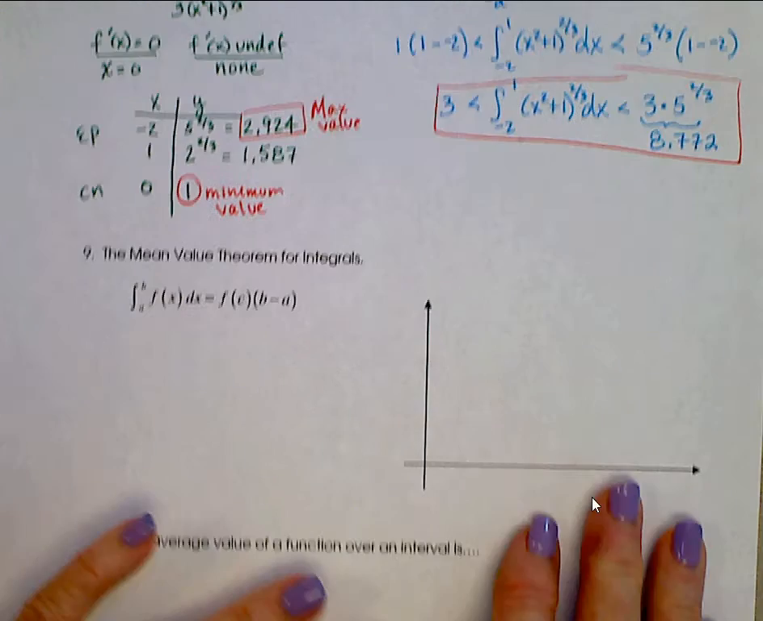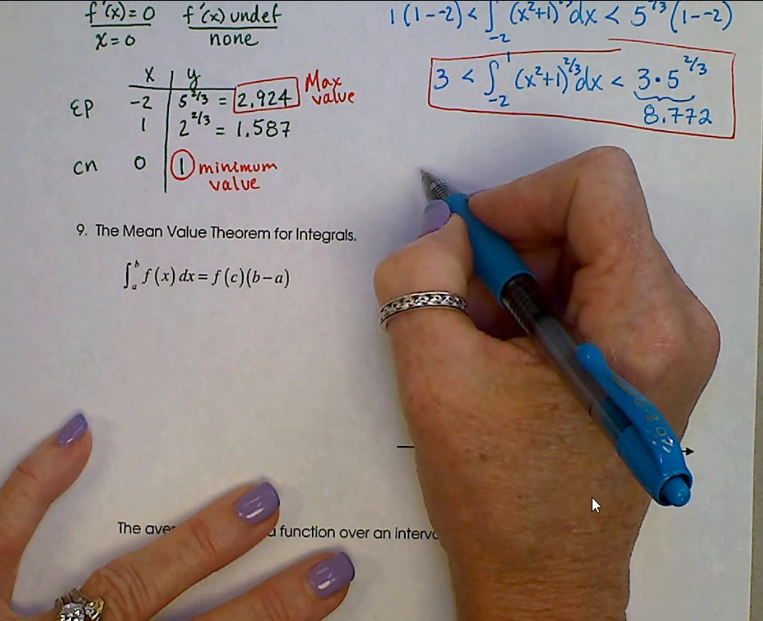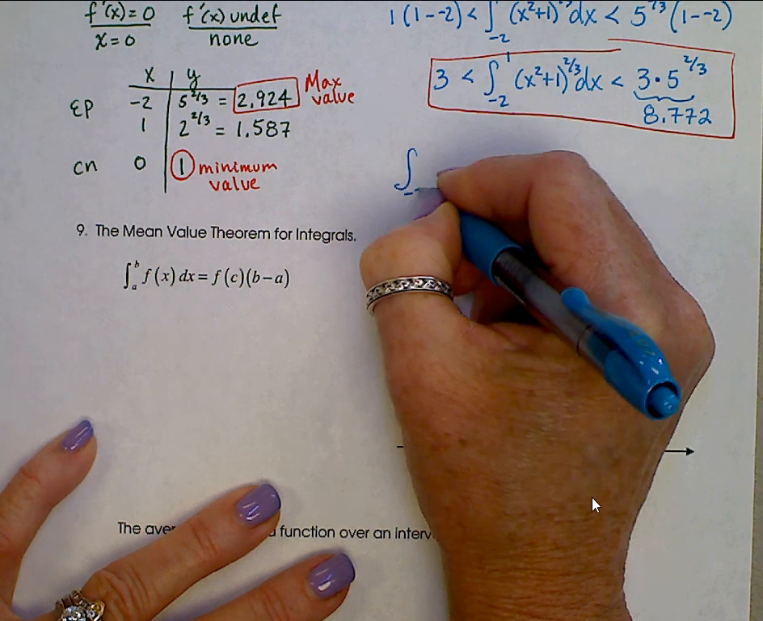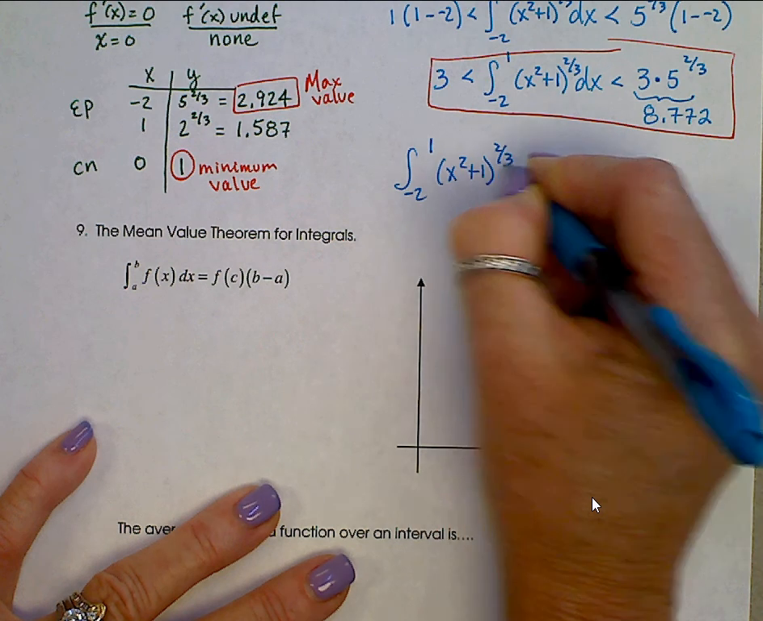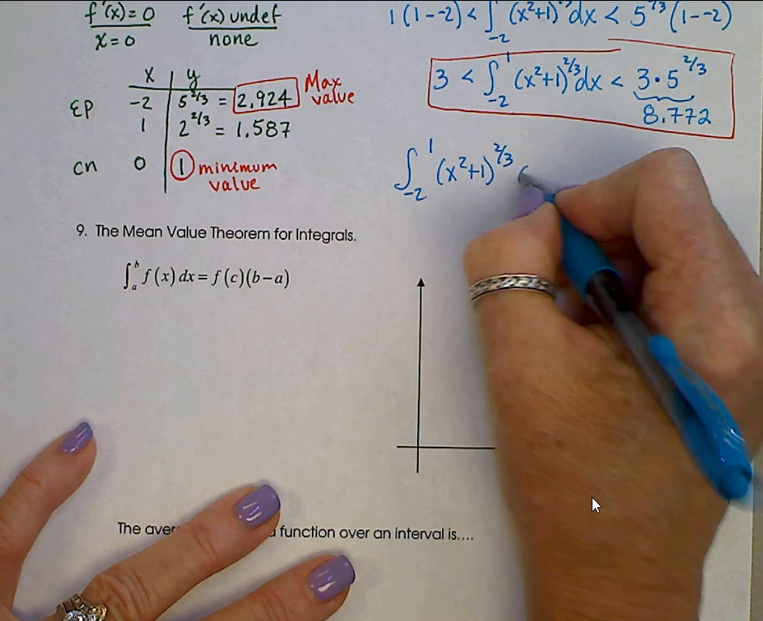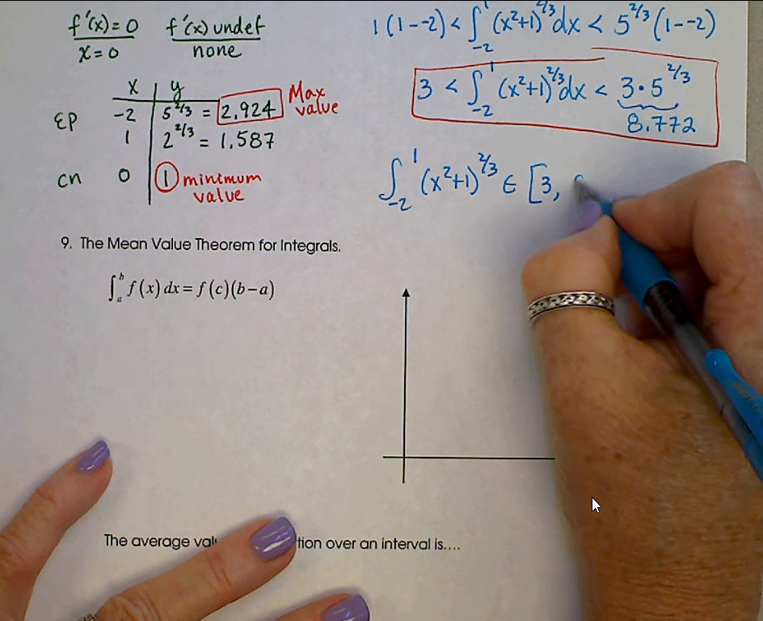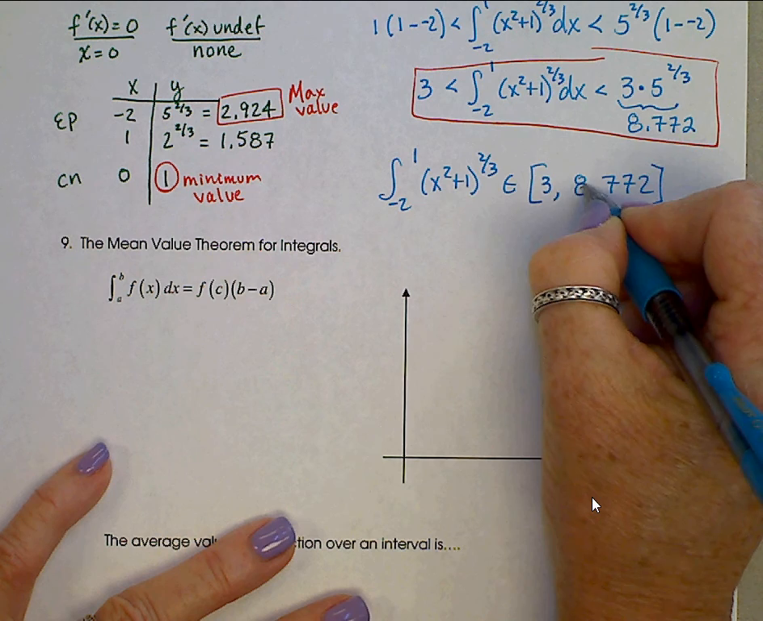As is, another way to write this is that the integral from negative 2 to 1 of (x squared plus 1) to the 2/3 is between 3 and 8.772. So you're putting that as a closed interval.